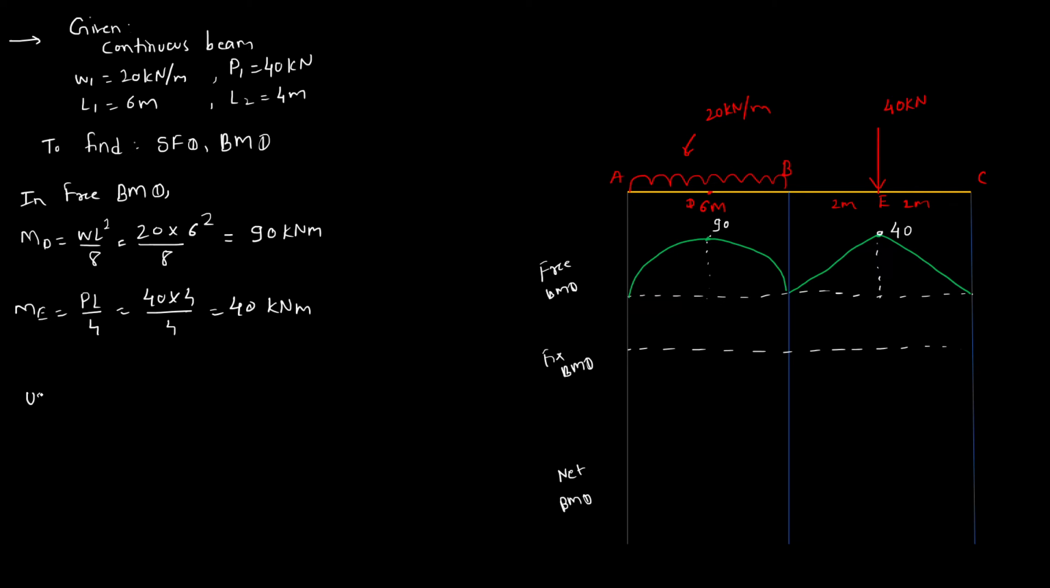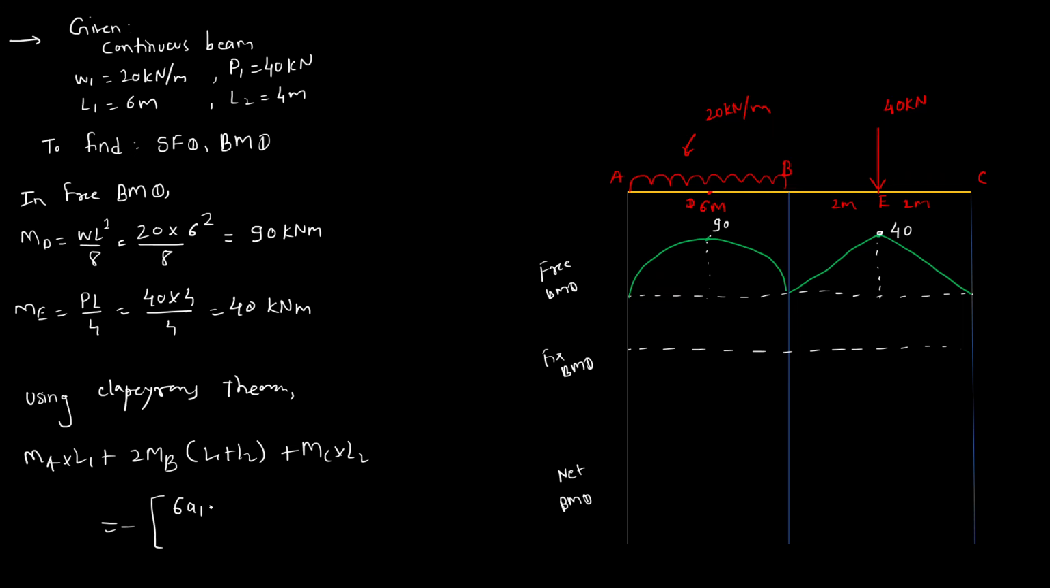Okay, now using Clapeyron's theorem. Clapeyron's theorem is MA into L1 plus 2MB into L1 plus L2 plus MC into L2 equals minus 6A1 x1 bar by L1 plus 6A2 x2 bar by L2. We'll find out individually all the values here. MA is 0 as simply supported, L1 is 6, L2 is 4 and MC is 0.